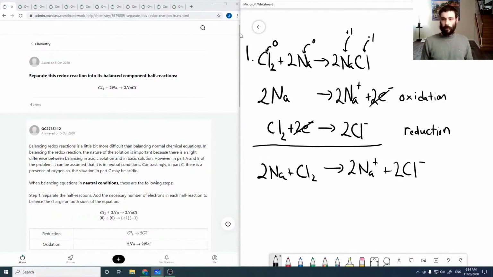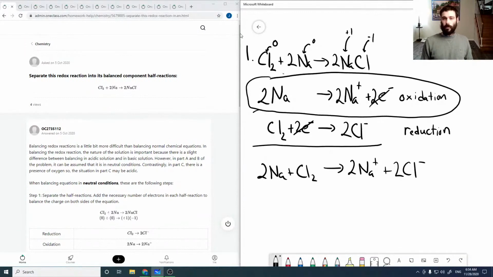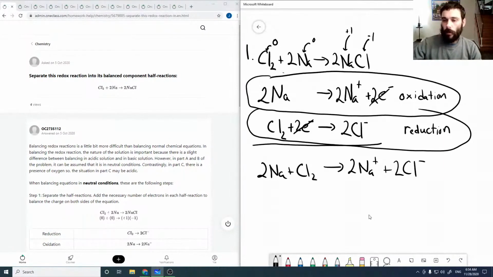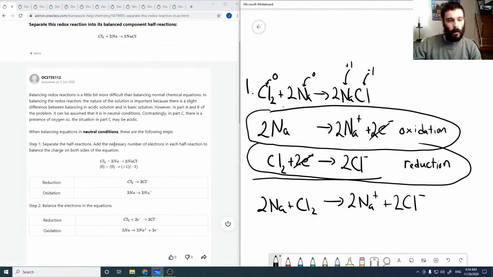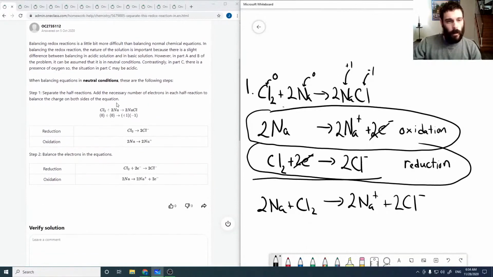I just wanted us to separate them. So these are the two separate equations. So that's the oxidation reaction and that's the reduction reaction. And just to be sure that they're visible, so there's our oxidation and our reduction. And we're assuming it's in neutral condition, but it actually wouldn't matter if it was in acidic or basic in this case.